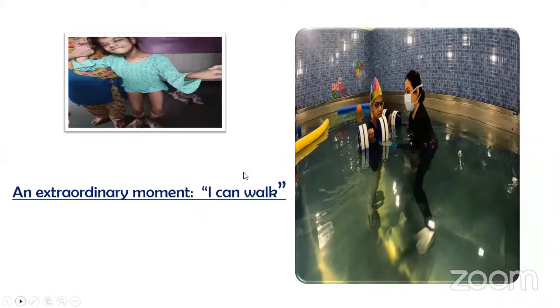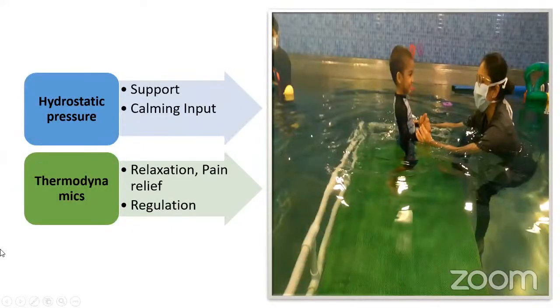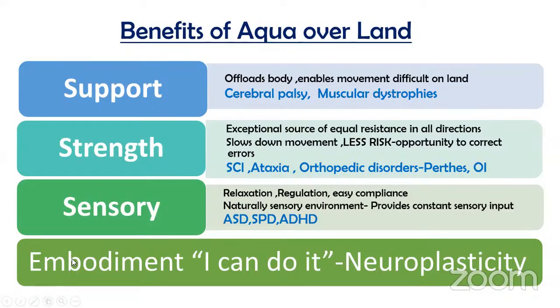Water has a surrounding nature. So it's almost like a jadoo ki jhappi. It's like a hug because water is all around you. And that in itself is huge sensory input for the child. Top it up with warm water and the child feels much more relaxed in water than he would on land. So these are some of the advantages that water would provide over land.